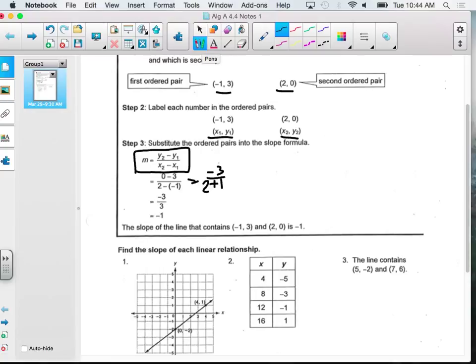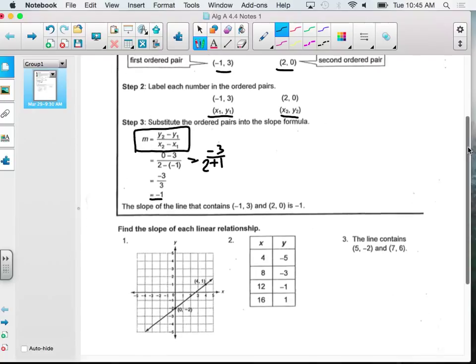Right. So here we had 2 minus -1. And when you subtract a negative, you change that to add the opposite, so it becomes 2 plus 1. Basically, the two negatives cancel each other and become positive. So when you're subtracting a negative, you add instead. After that, we have -3 over 3, because 2 plus 1 is 3. So what is -3 divided by 3? -1.